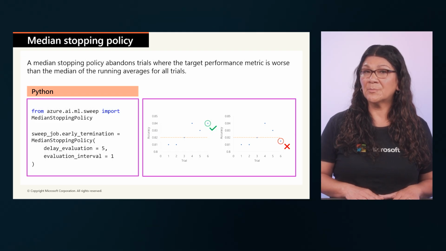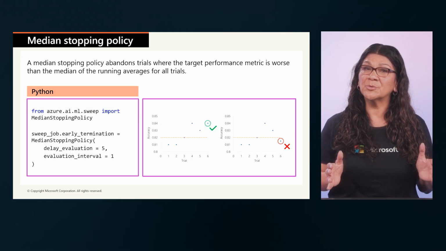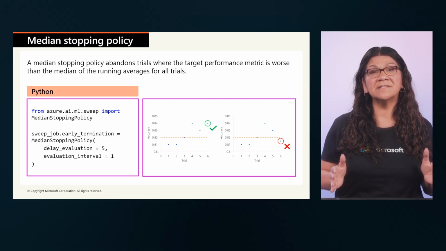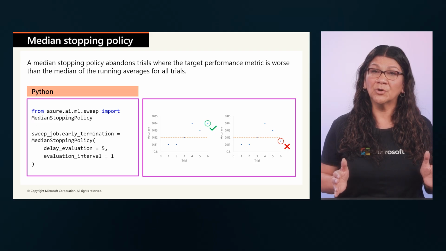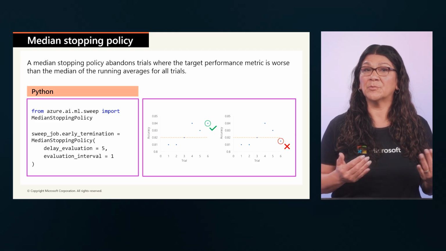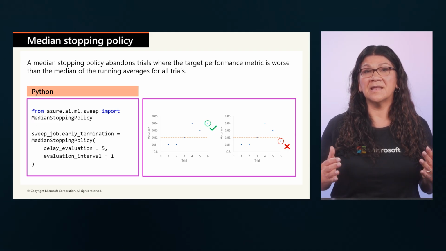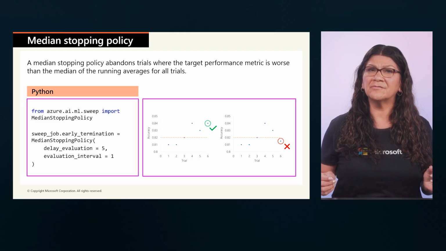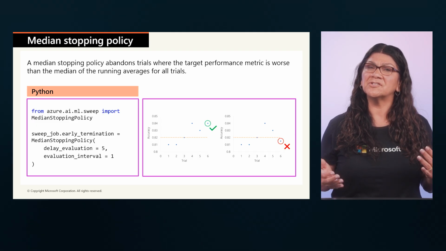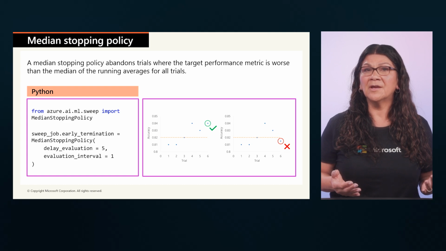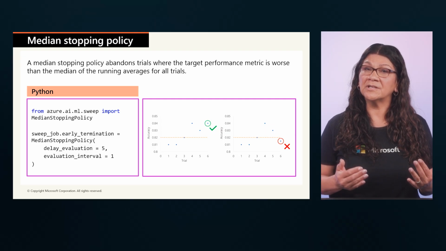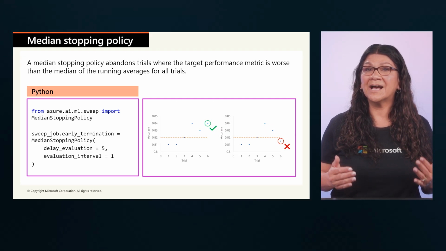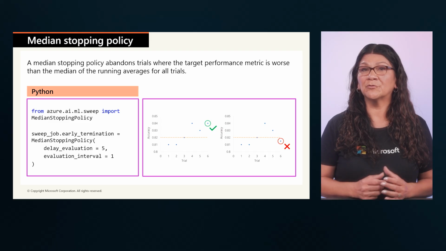The median stopping policy is an early termination strategy that prevents wasted compute by stopping trials that perform worse than the median of previous runs. In Azure Machine Learning, you can configure it with parameters such as delay evaluation, which postpones evaluation until several trials have completed, and evaluation interval, which determines how often the policy checks performance.